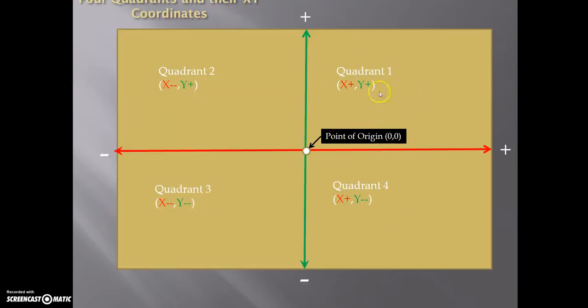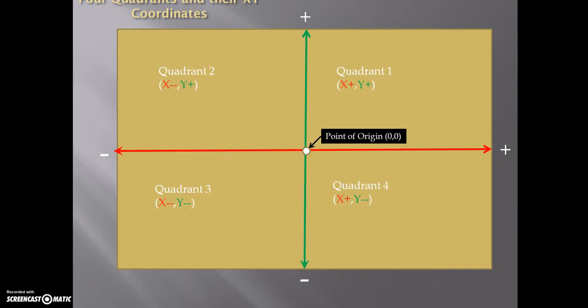This is quadrant 1 over here. Start off with the point of origin, 0, 0. Positive, positive is in quadrant 1. Negative, positive is in quadrant 2. Negative, negative is in quadrant 3, and positive, negative is in quadrant 4. You need to always remember quadrant 1, and you go counterclockwise as far as counting your quadrants.